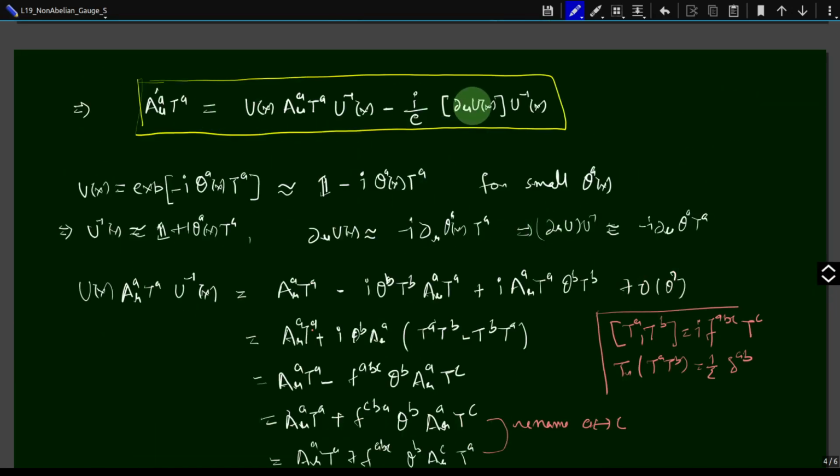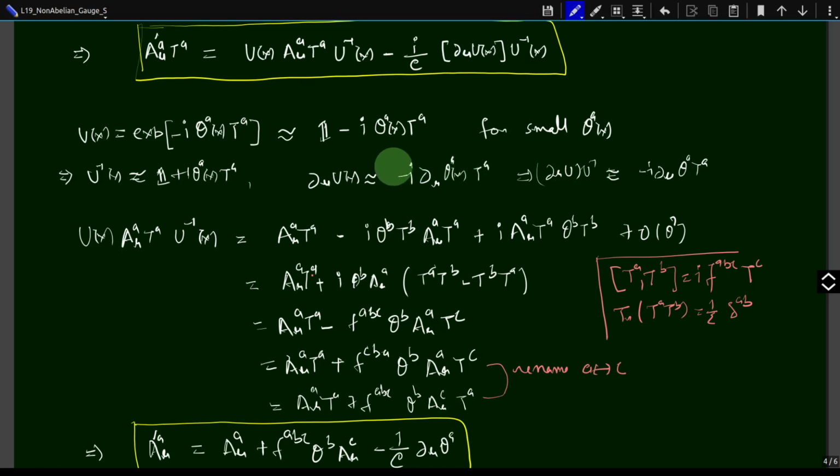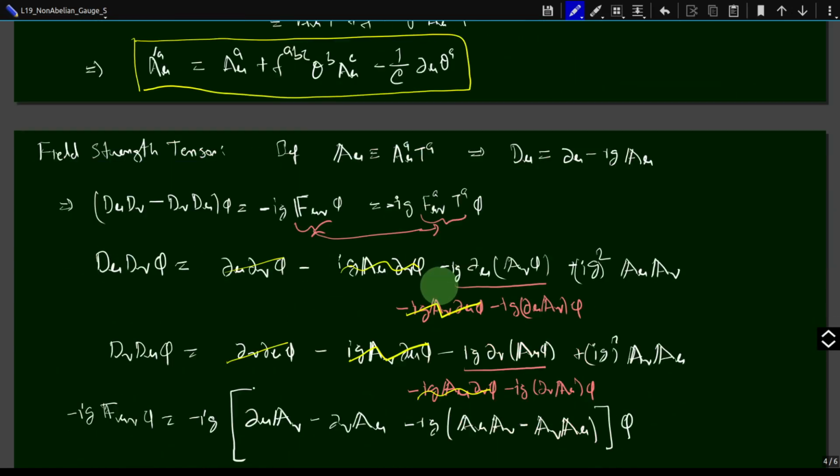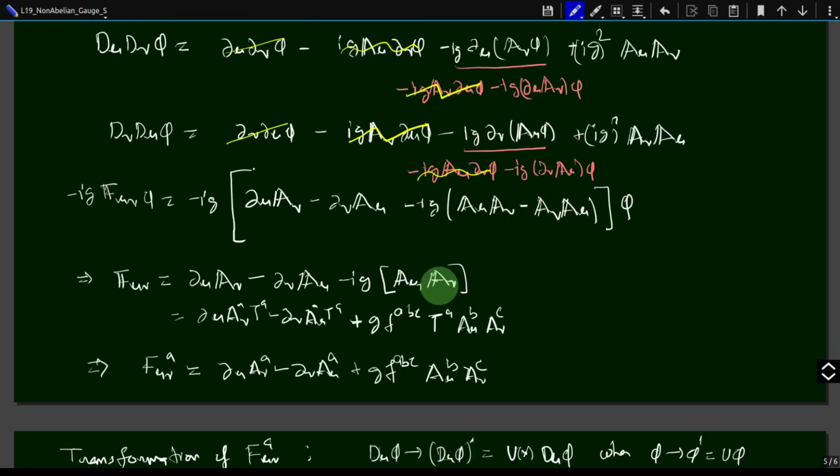It's not a tensorial transformation. Okay. Even when written in the infinitesimal form, the first two terms are just how a vector would transform, and this is a non-vectorial transformation, also a non-tensorial transformation. Okay. So we got the field strength tensor written like this.